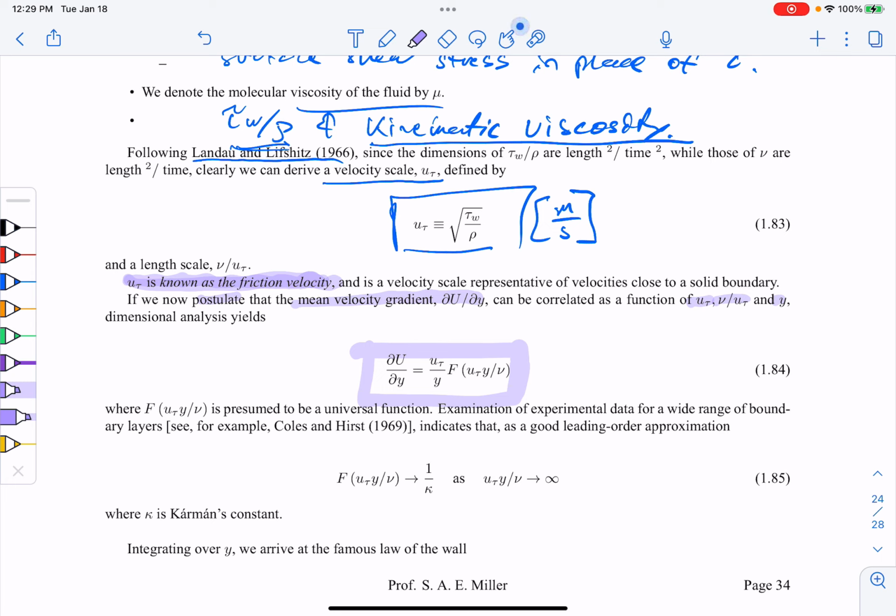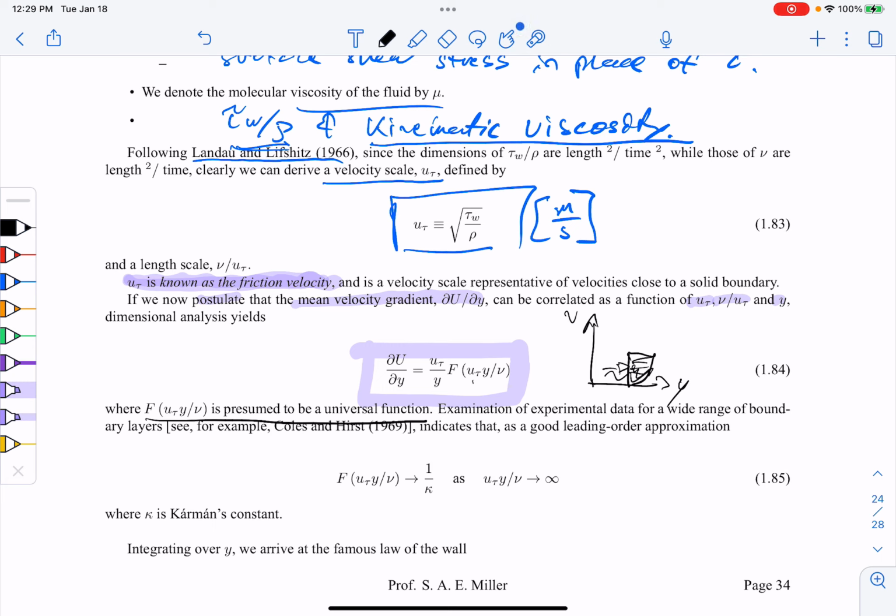So we'll say that the partial derivative of u with respect to y, so this is the y direction, and this is u, and the boundary layer is going in this direction, it's turbulent, and there's some velocity profile there. It goes as the friction velocity divided by distance from the wall times some function of u tau, the friction velocity, times the distance from the wall divided by viscosity. And they wrote that this is some universal function. But the question is, what is it?